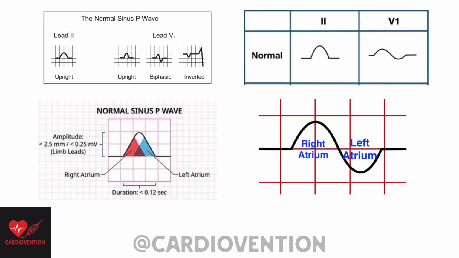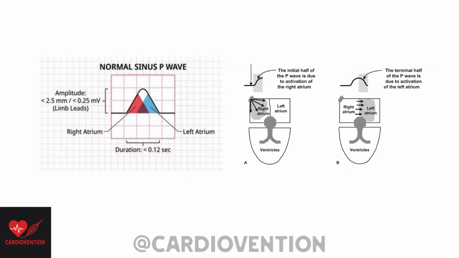In terms of lead appearance, lead 2 usually shows a smooth, upright P wave. Lead V1 typically displays a biphasic P wave. The initial positive portion comes from right atrial depolarization, and the terminal negative portion is due to left atrial depolarization. This biphasic nature is crucial for identifying subtle atrial enlargements.